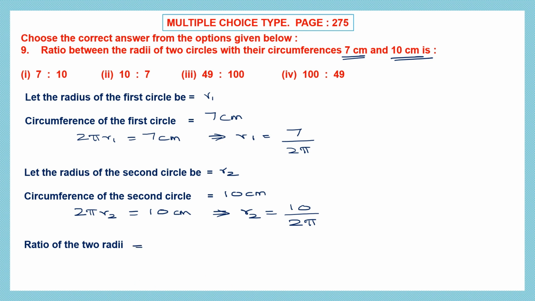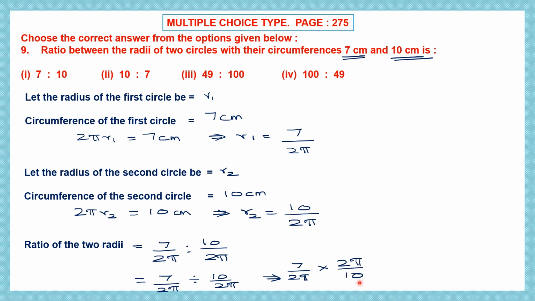So the first radius R1 is 7 by 2 pi and is to the second one, which is 10 by 2 pi. Now we need to simplify this. So let's simplify. So this remains as 7 by 2 pi, and a ratio means it is division, so divided by 10 by 2 pi. Now let's do this as division of two fractions. So 7 by 2 pi into 2 pi by 10. How do we do division of fractions? We write the reciprocal of the second fraction and turn it to multiplication.